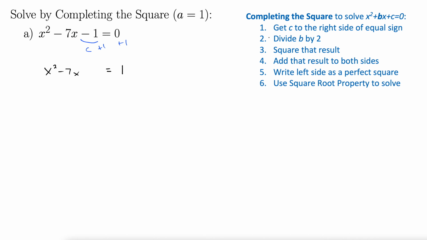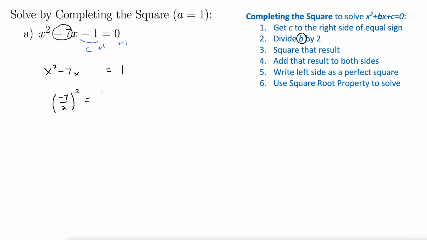Okay, step 2, it says take our b term. The b term is the one connected to the x, and divide it by 2. Okay, so we have negative 7x divided by 2. Well, negative 7 halves. All right. Step 3 says square that result. Okay, so let's square it.